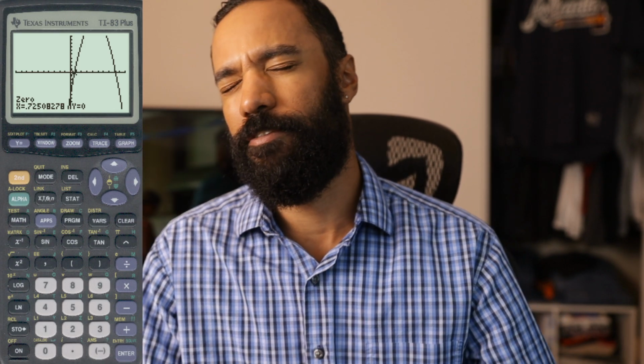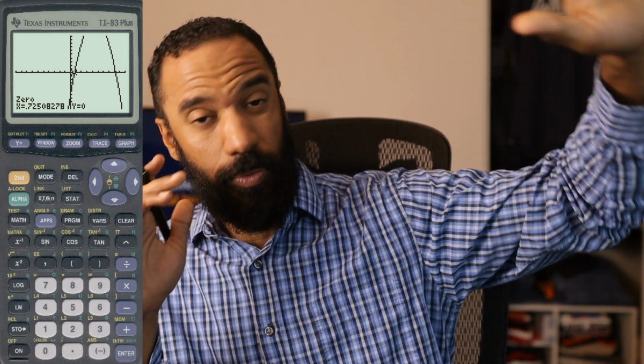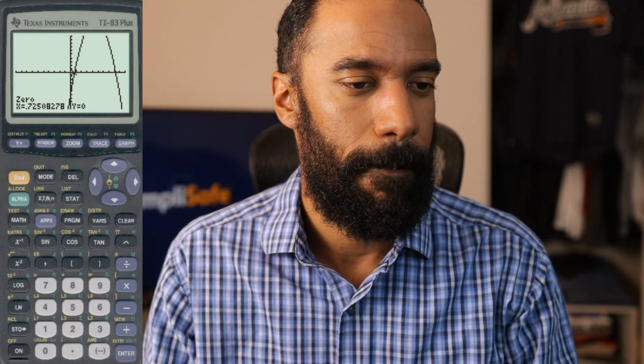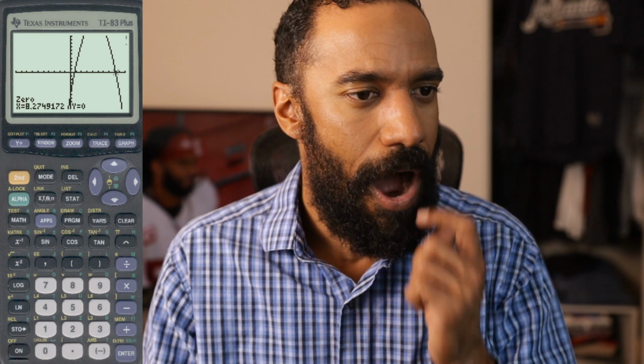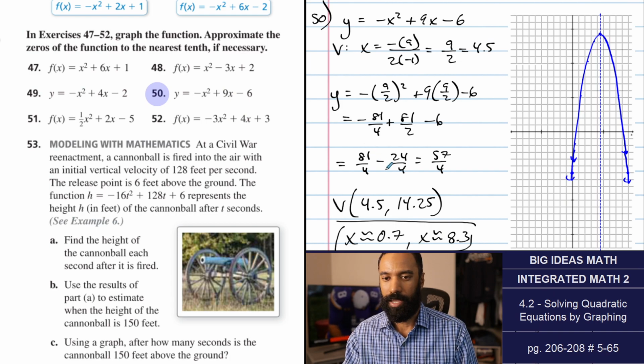Now, 4.5 is how far away from 0.7? 3.8. So on the other side is 8.3. So I think I'm going to get about 8.3 on the other side. What do I want to do? Calc zero between 8 and 9. 8.27. So about 8.3. So x is about 8.3 rounded to the nearest tenth. Those are the two answers to that one.